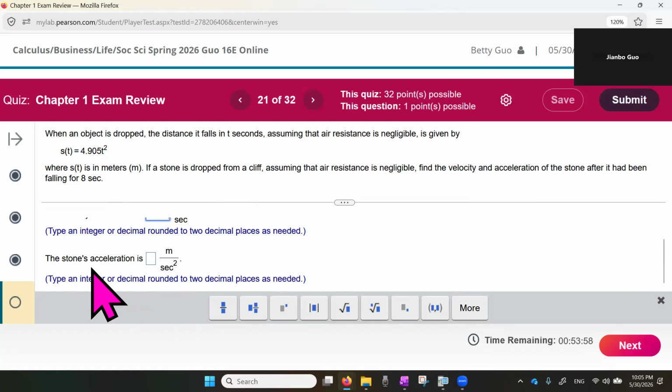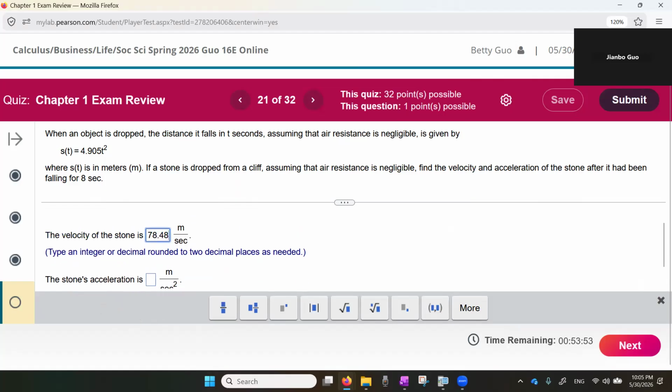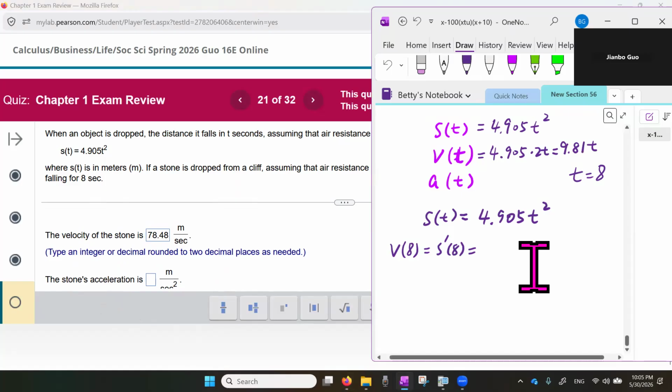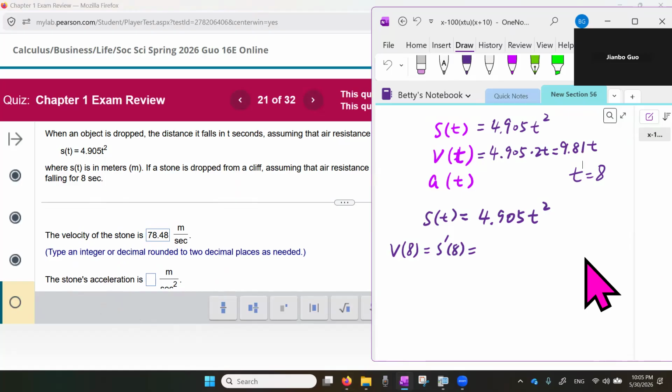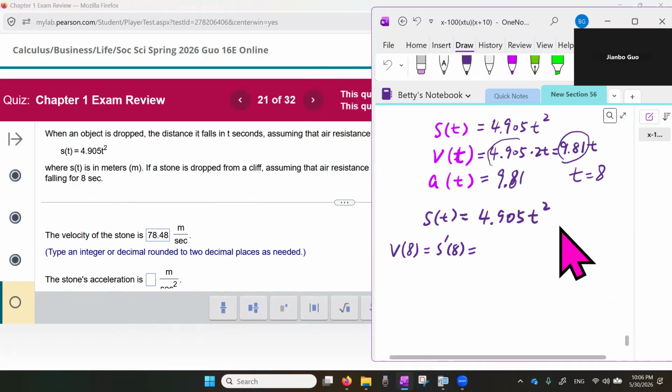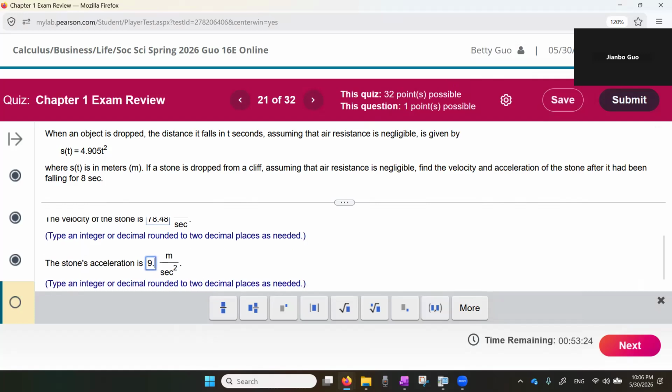And the second part is to find the acceleration when t equals 8. We find the acceleration function first. The acceleration function is the derivative of the velocity function, so it's just the coefficient, 9.81. So it doesn't matter what t equals to. The acceleration is 9.81 because of free fall.